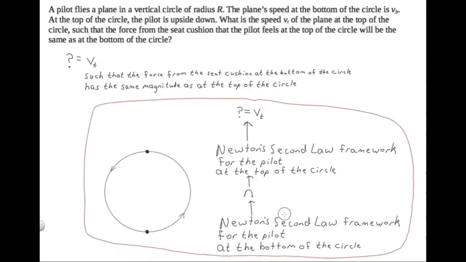The plan is, first, we will use the Newton's second law problem-solving framework for the pilot at the bottom of the circle to determine n. Then we will substitute our result for n into the Newton's second law framework for the pilot at the top of the circle, and we will use this problem-solving framework to determine v sub t.